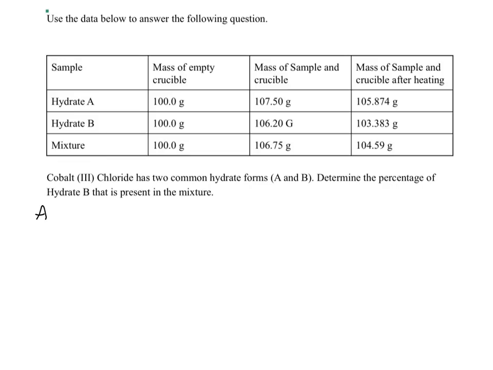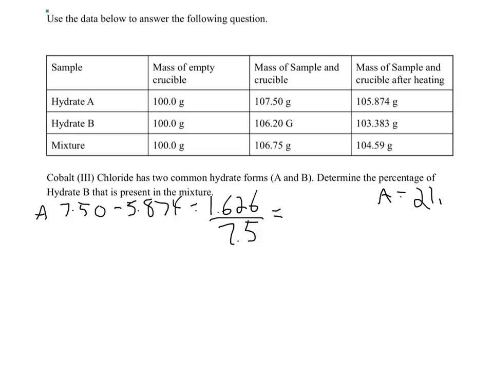is a total of 7.5 grams, and then once the water is driven off, there's 5.874 grams remaining, which means that 1.626 grams was water. And then if we divide that by the original amount of 7.5, it tells us that hydrate A, I'll put this over here, hydrate A is 21.68% water.